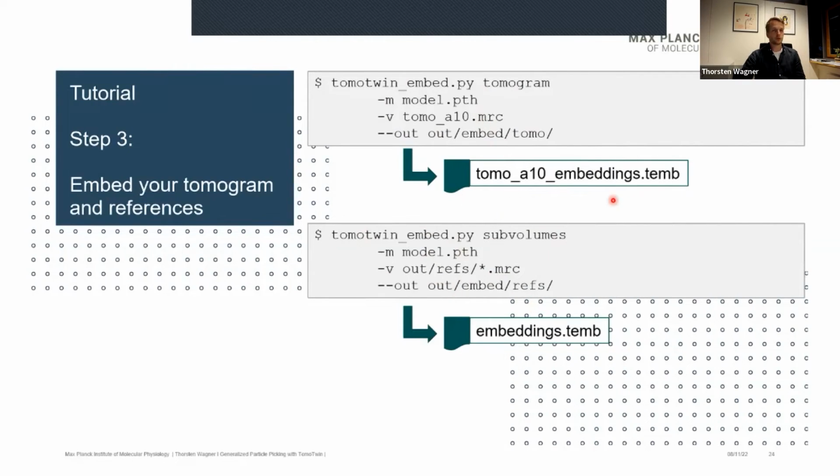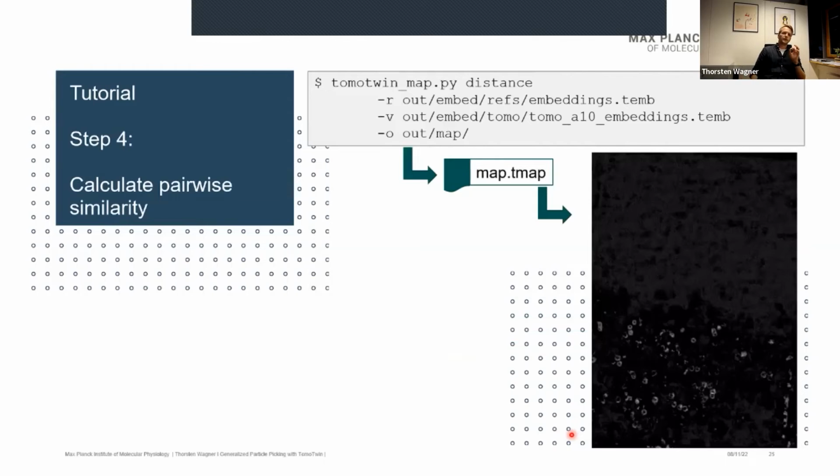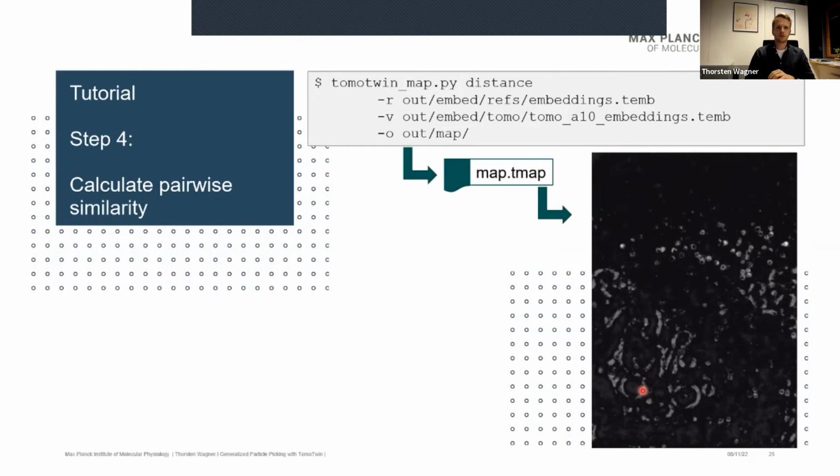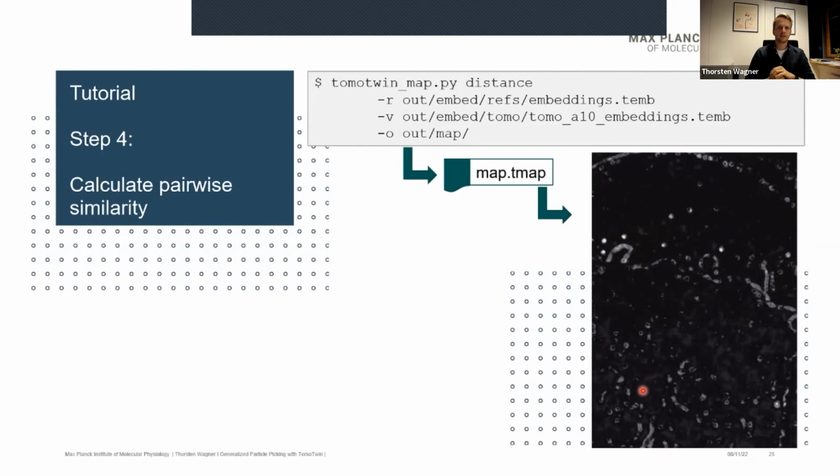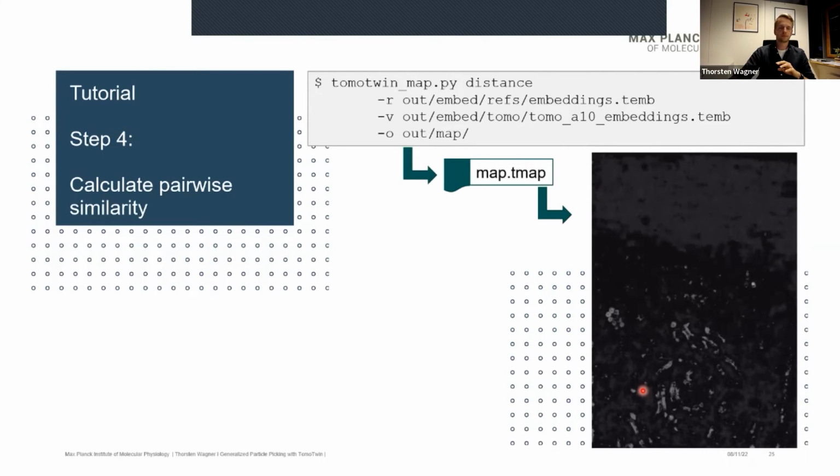You get your embedding for the tomogram, and you get the embeddings for the references. So now map is now calculating the probability map, and I hope this is working now. Yes, it does. You see those peaks that we have to now locate in the next step.